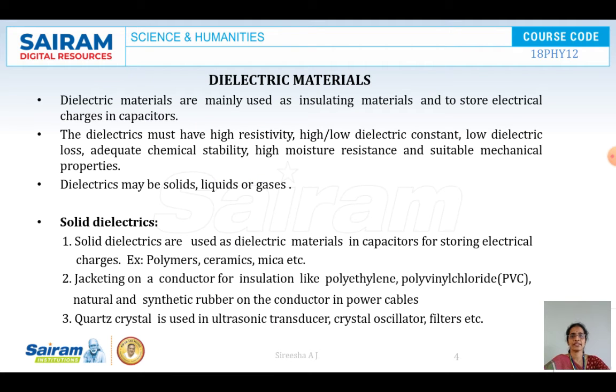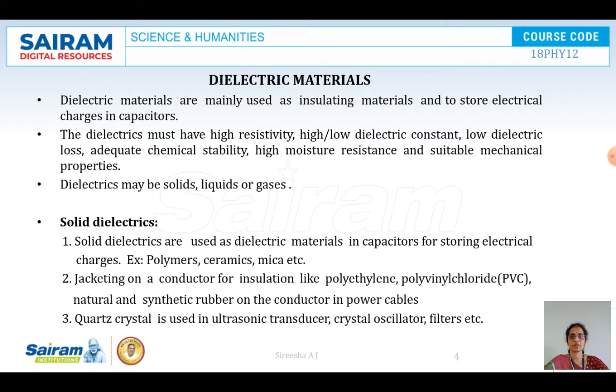Next we see the dielectric materials. What are dielectric materials? There are, as I said before, three types of dielectric materials: solid dielectrics, liquid dielectrics and gaseous dielectrics. Now we see what exactly dielectric materials are.